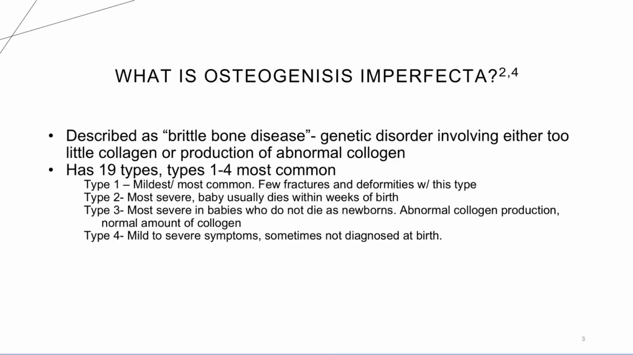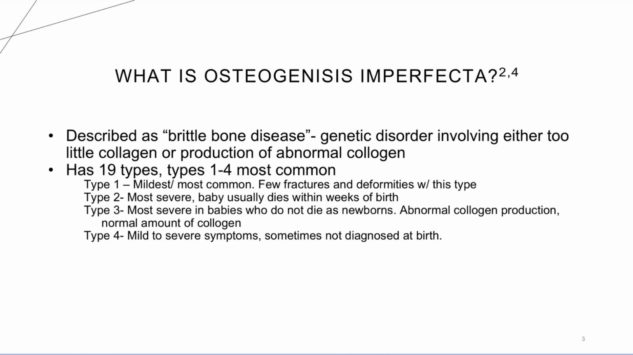So what is osteogenesis imperfecta? This is described as brittle bone disease. It is a genetic disorder involving either too little collagen or production of abnormal collagen. There are 19 types. Types 1 through 4 are the most common. Type 1 is the mildest and most common type. There are few fractures and deformities with this type.